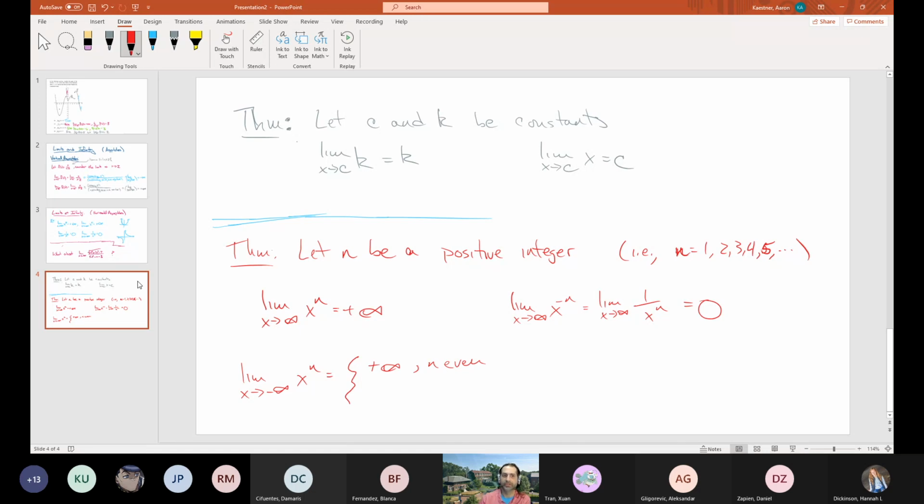But if I have an odd number, I'm going to be left with one of those negative signs that I'm not going to be able to cancel, and I get back a negative number. And so when n is odd, the limit as x goes to negative infinity of x to the n is going to go to negative infinity.